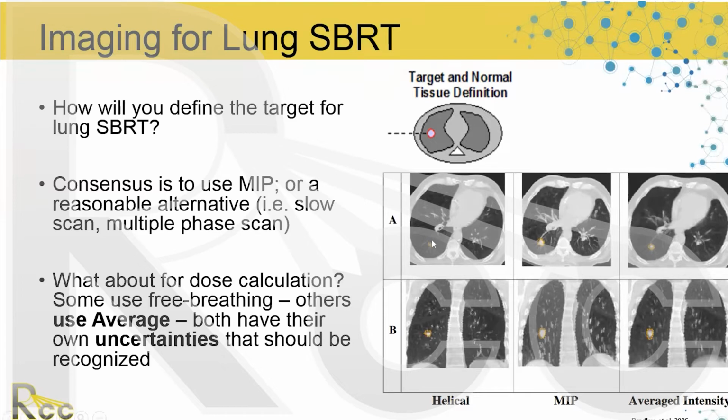And that's what I was just trying to pull out, that one size doesn't fit all. So if you're going to use the minimum intensity projection to quantify all your movement, that might not be the best one, depending upon the patient anatomy. So be mindful that one size doesn't fit all. And we don't treat lungs the same way we treat livers or the same way we treat prostates.